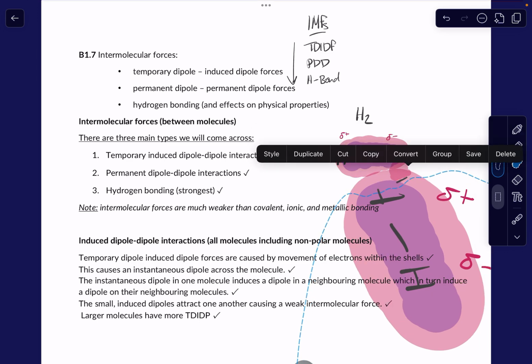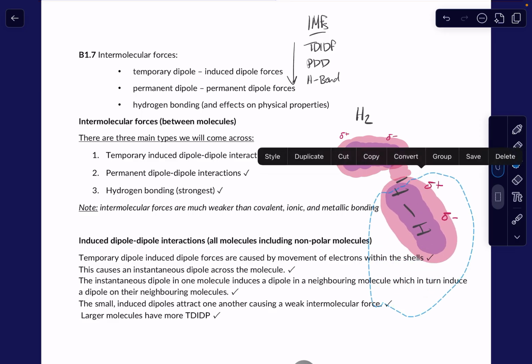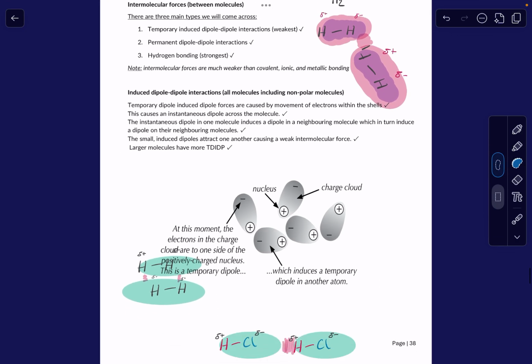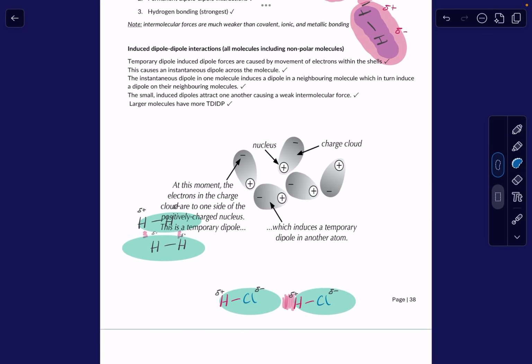Carbon is a much bigger atom, which means it's going to have more electrons, which means it's going to have stronger temporary dipole-induced dipole forces. The bigger it is, the more they have. The smaller it is, the less they have. And that's as simple as that. And you can see here, that's how I've slightly animated it as well.